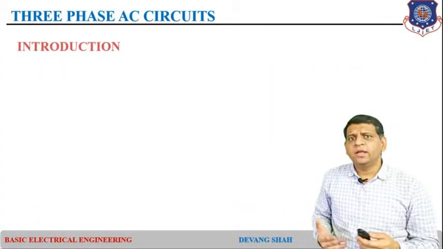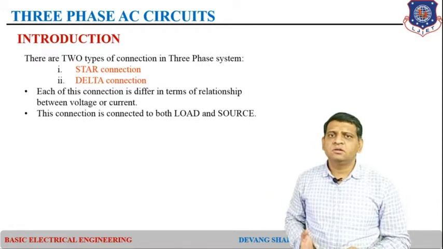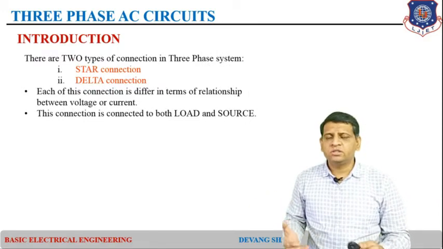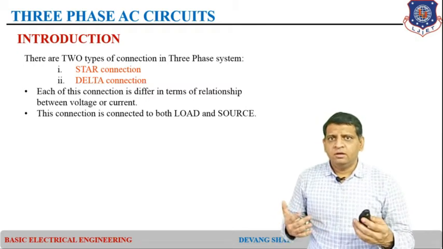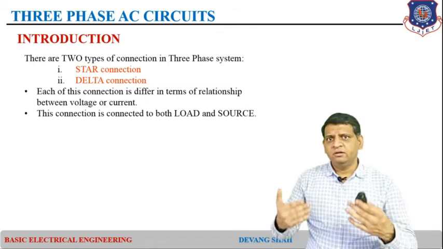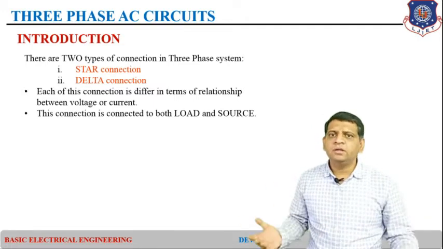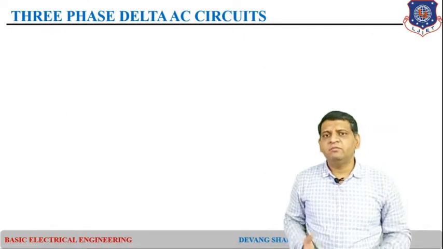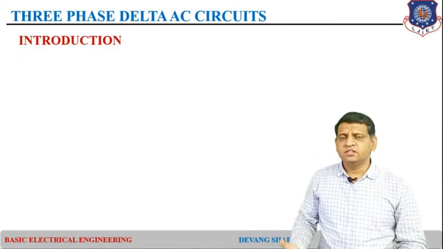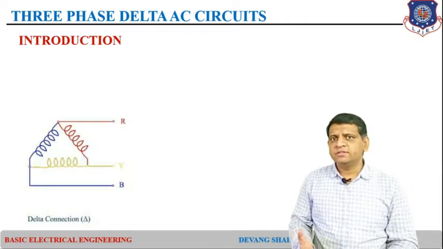We learned some of the introduction part, where last time we discussed the star connection. In today's session we are going to discuss the delta connection, where there is a generation, and this generation is distributed over a load. So it's a complete connection, and that connection we always define with a balanced system. Again, this is a part of the introduction, where today's session we are going to learn about the 3-phase delta circuits.